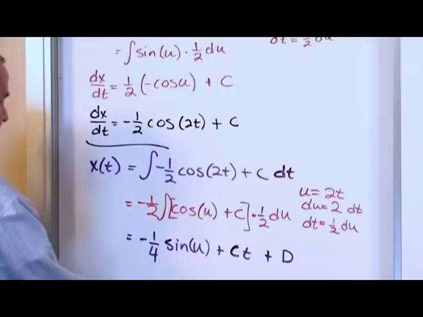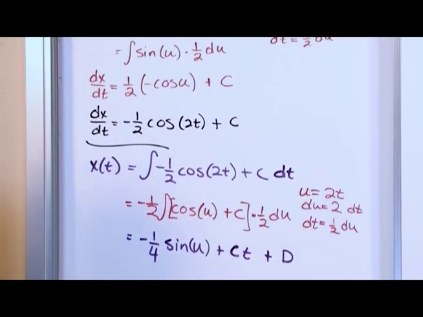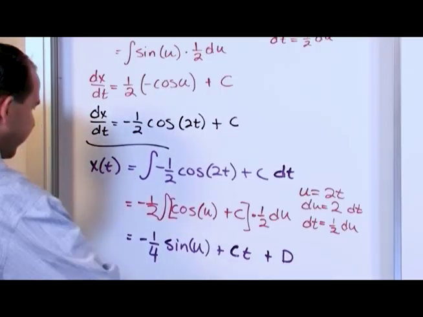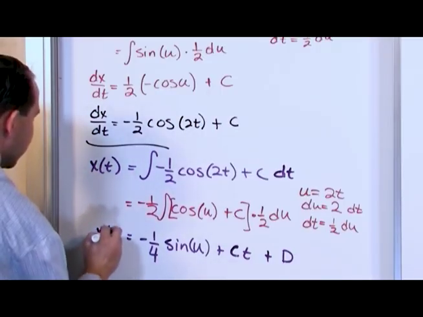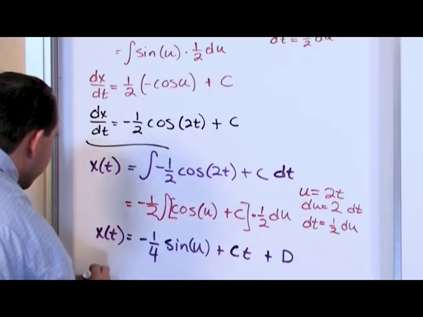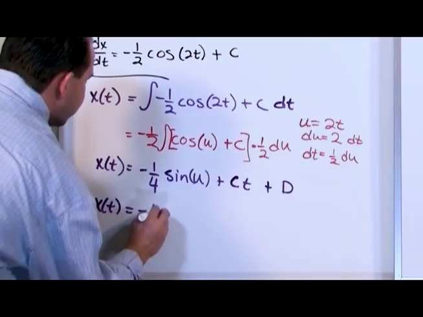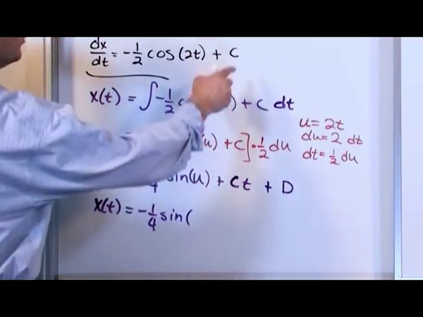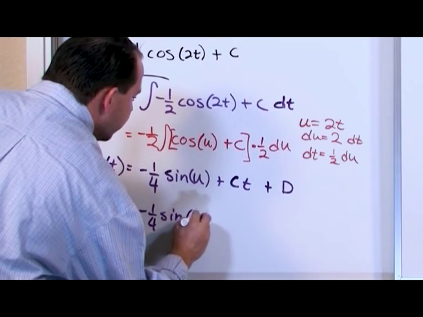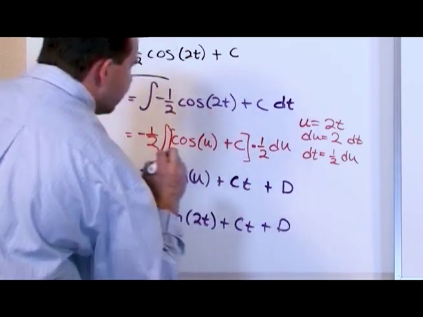And also it helps on the video here, because if I put too many subscripts, it's going to be kind of lost. So what we have done is we have found x of t. It's a negative 1/4 sine of 2t. Actually, we have to plug in back for u. So x of t is equal to negative 1/4 times the sine of u we define to be 2t, so we'll put 2t back in here, plus c times t plus d.